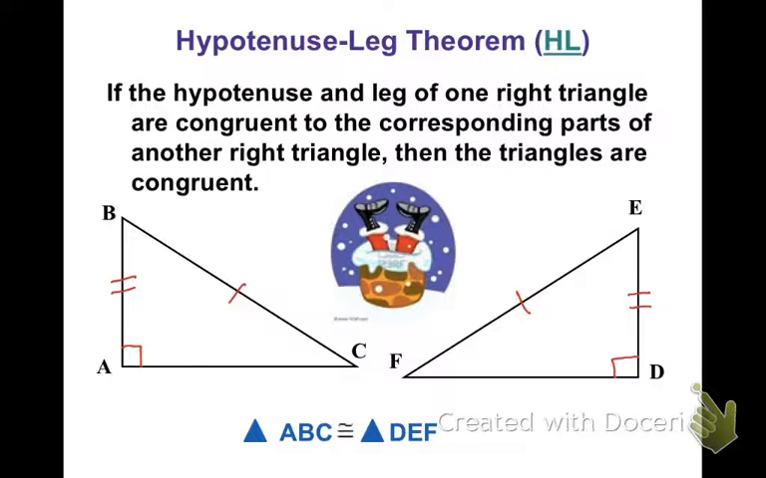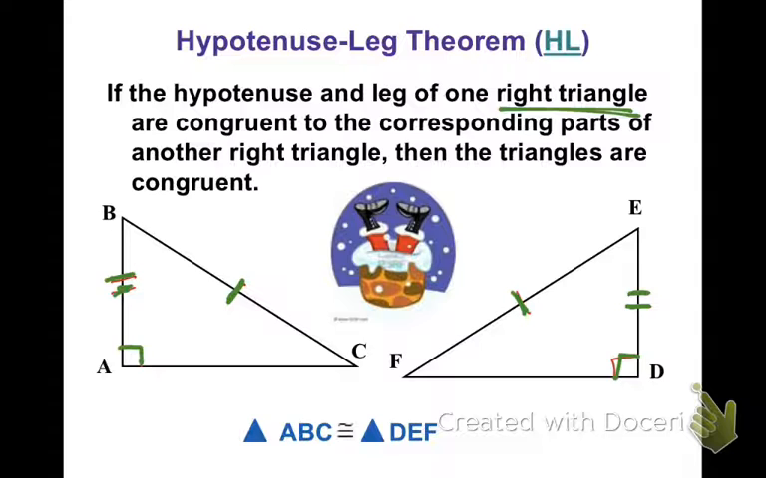The hypotenuse leg theorem, or HL, only works on right triangles. And so if we have right triangles and we have congruent hypotenuses and one of the legs matches the leg of another right triangle, then we know that those triangles will be congruent.